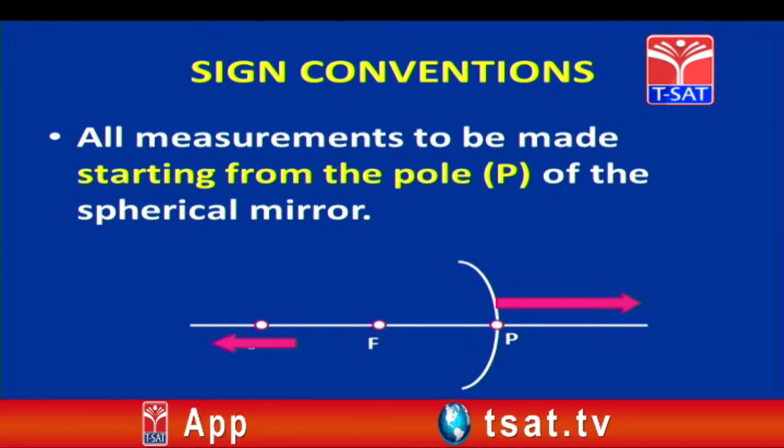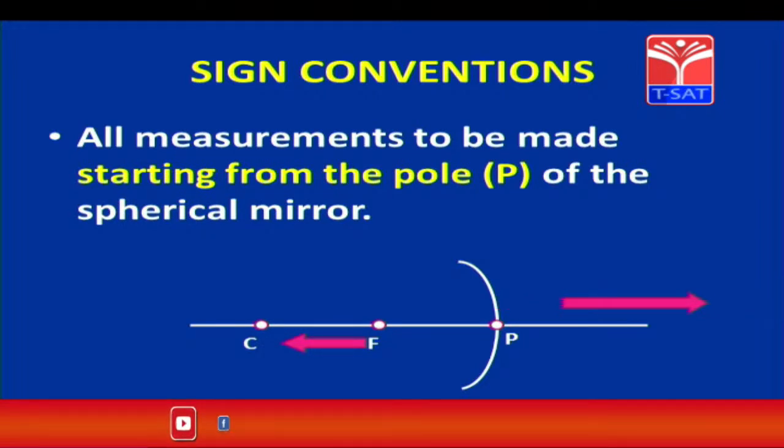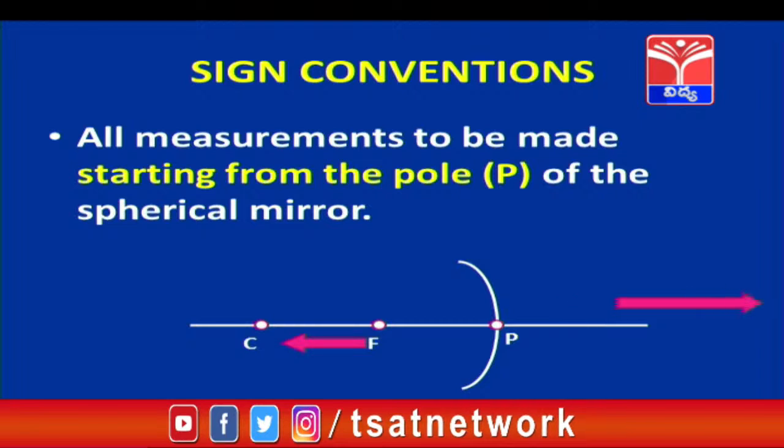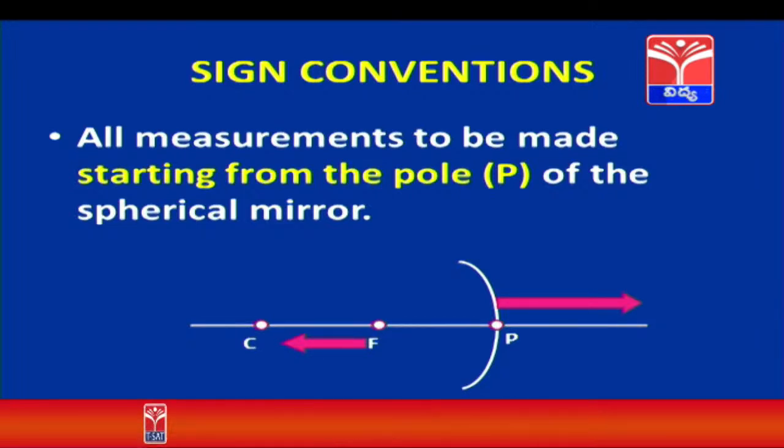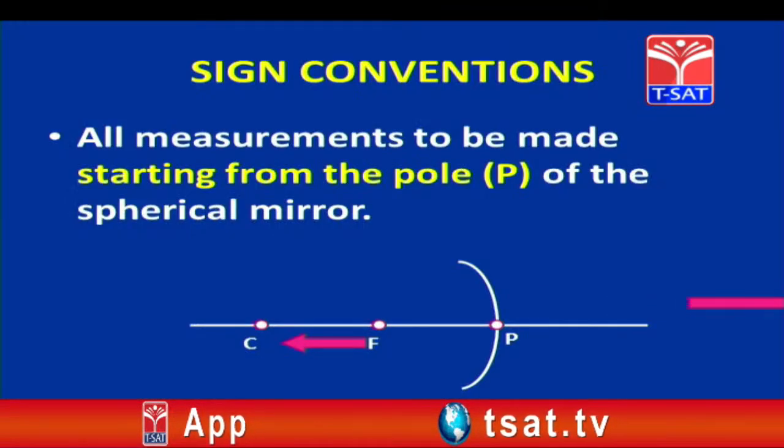At that time the measurement has to be done in the other way, again starting from the pole of the mirror. Okay, children, I hope you understand this. All measurements are to be made starting from the pole of the mirror. This is the first and foremost rule of sign convention. Now, let us go for the next one.